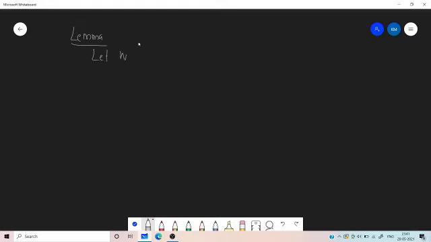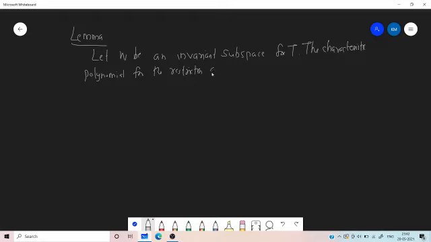Let W be an invariant subspace for T. The characteristic polynomial for the restriction operator TW divides the characteristic polynomial for T.